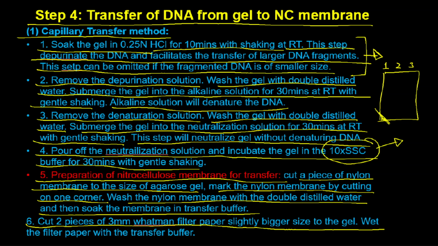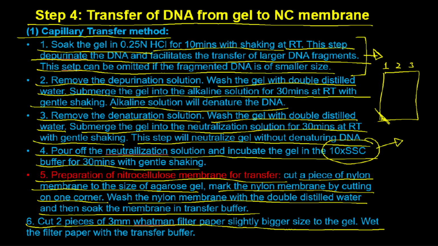Remove the depurination solution. Wash the gel with double distilled water. Submerge the gel into alkaline solution for 30 minutes at room temperature with gentle shaking, and alkaline solution will denature the DNA. Now we want separate fragments and separate strands of the DNA. So to remove the denaturation solution, then again the washing will be done.